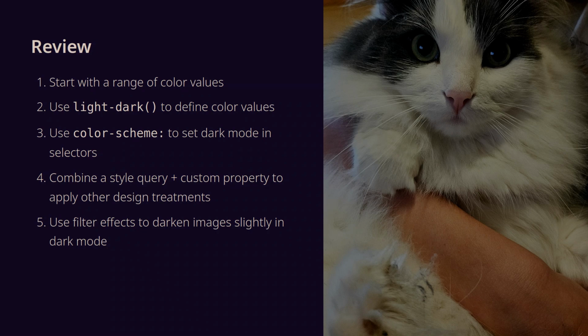and simplify your CSS a lot. You can use color-scheme to set dark mode in different selectors, so then you can have a section or different situations where you're going to apply your dark mode values instead of light. We're going to use a style query with a custom property to apply other design treatments in dark mode, and we can use filter effects to darken our images a little bit.